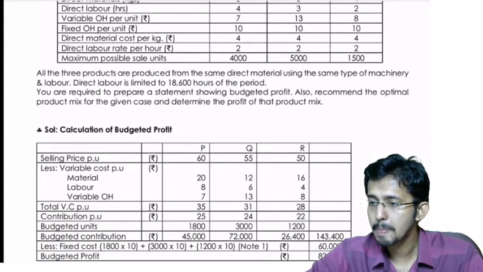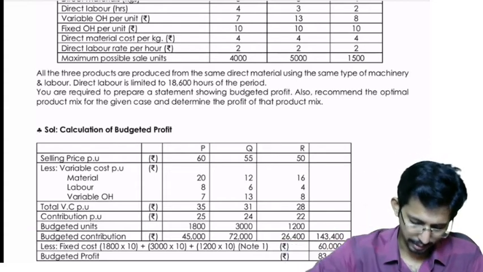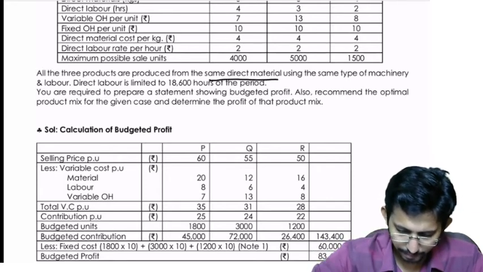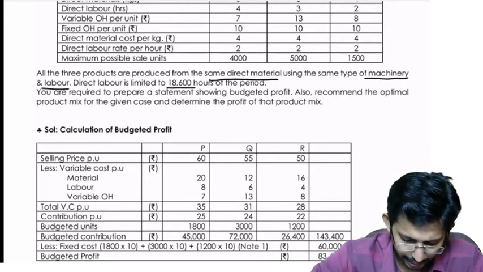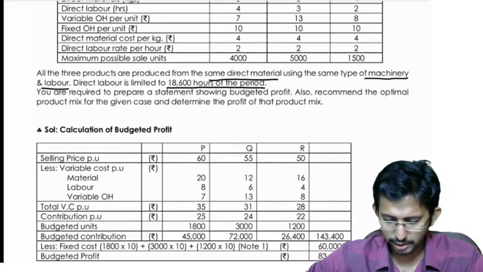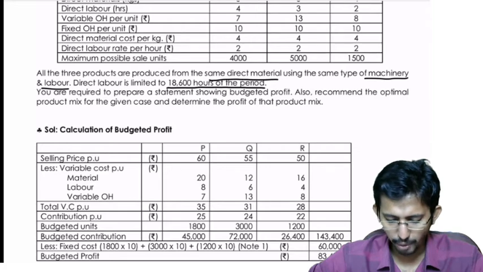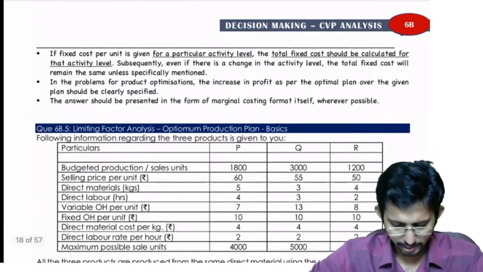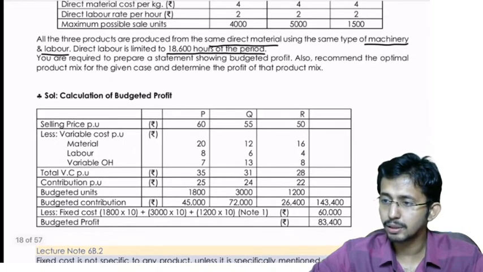All three products are produced from the same direct material using the same type of machinery and labor. Direct labor is limited to 18,600 hours for the period. You are required to prepare a statement showing the budgeted profit. Also recommend the optimum product mix for the given case and determine the profit of that product mix. It's a basic problem only, but you may get questions of a similar kind. So we will start doing the problem.